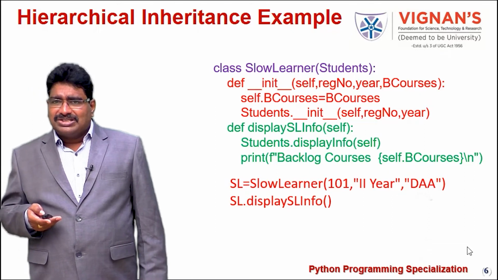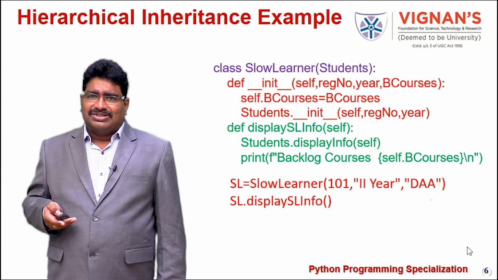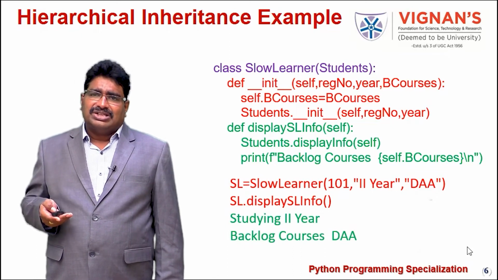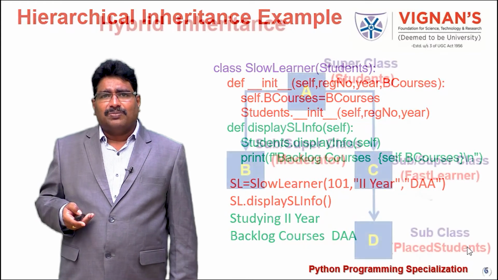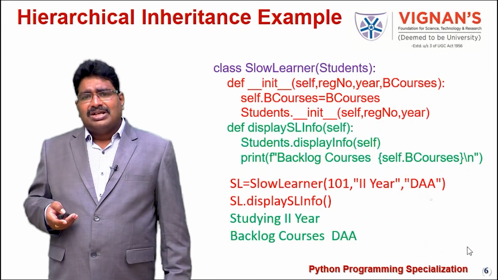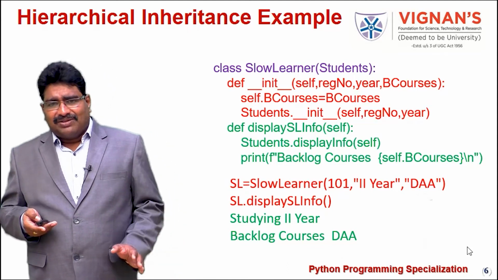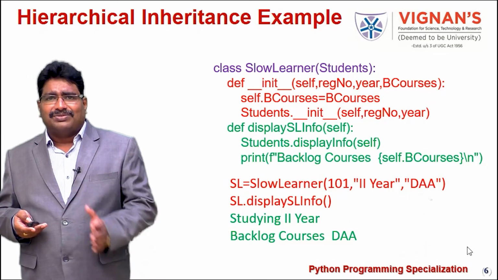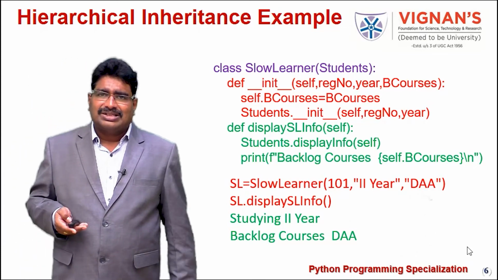It simply displays that he is studying in the second year, and his backlog course is the course he needs additional training in. So I hope you clearly understand that here we define student as a class. From the student class, we are deriving the slow learners and fast learners. So this is the example of hierarchical inheritance.